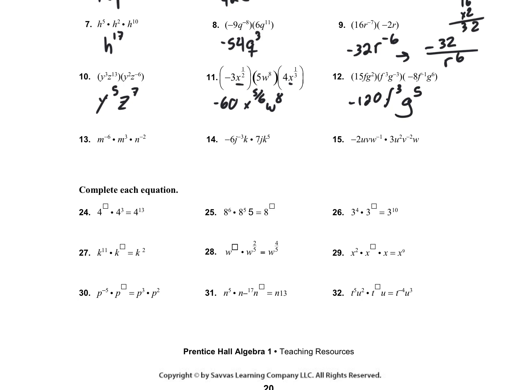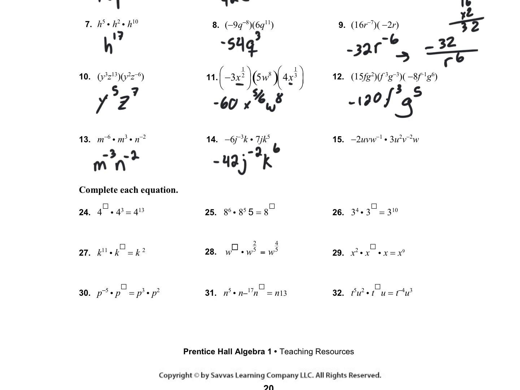So for 13, we're going to combine the m's. So m, we can do negative 6 plus 3, it's going to be negative 3. And because there's no other n's, the n is just going to stay the same. Now for the next one is 6 times 7. That's going to be negative 42. So our j's, we can add them to get negative 2, and our k's will become 6.